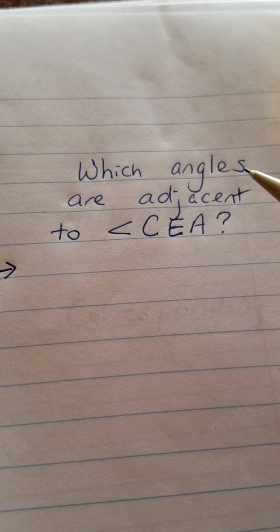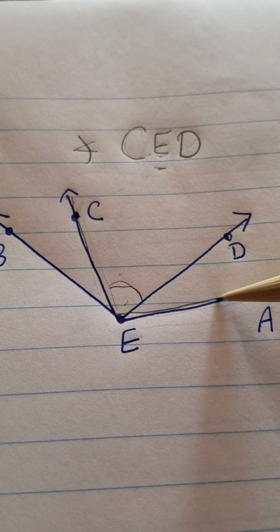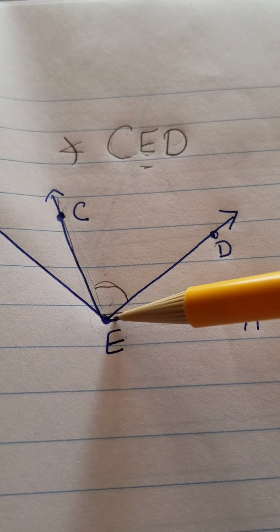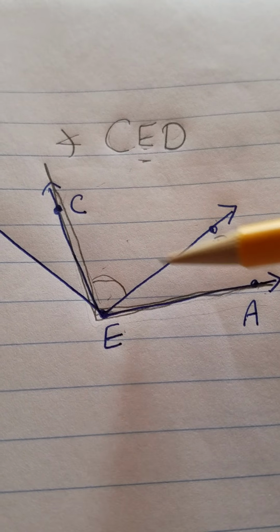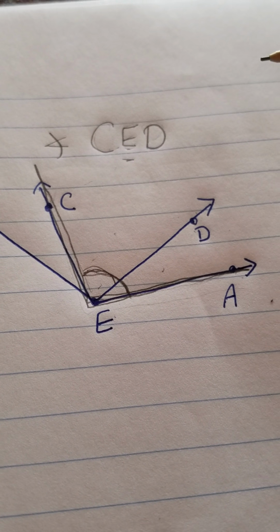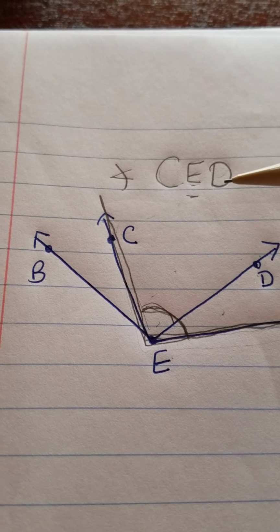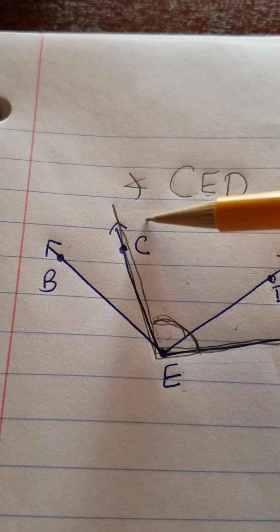to angle CEA? Well, CEA is this big angle here, okay? And this angle encompasses two different angles. So we're looking at the whole thing. All right, so which two angles are adjacent to that? Well, I think you can see this one right here, BEC. That is definitely one of the angles that's adjacent to it.